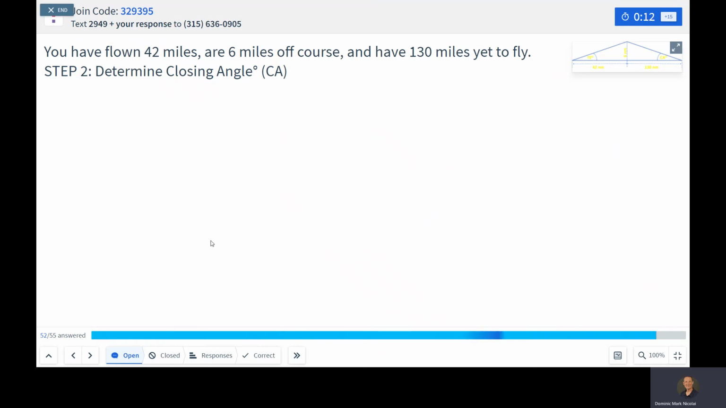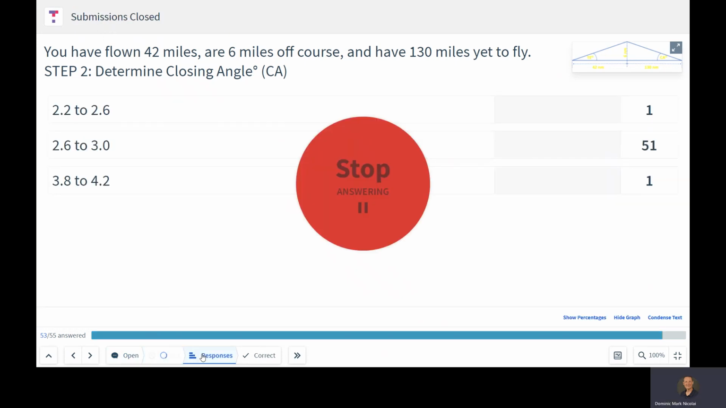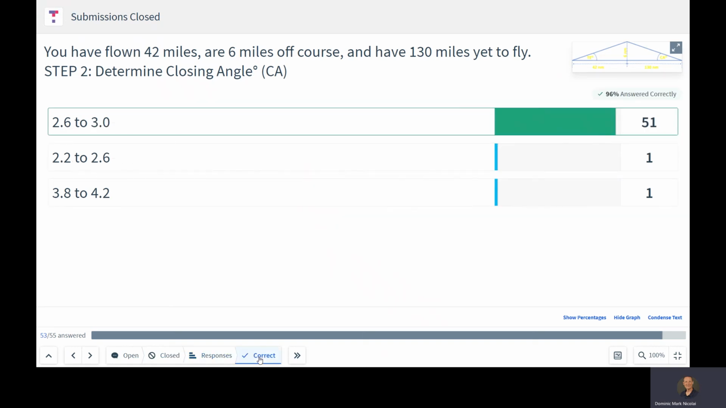Doing a lot better on this one. Looks like you're starting to get it. I hope so. All right. So most of you got the correct answer, 2.8. 2.8 degrees for the closing angle.